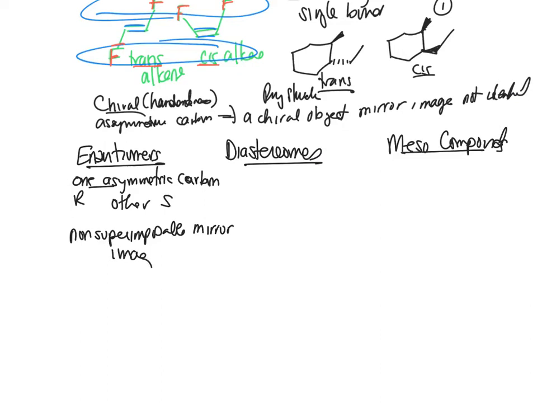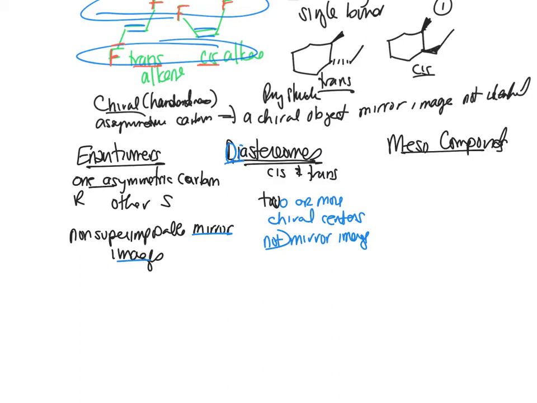For a diastereomer, which also would be cis and trans, so anytime you have cis and trans, they are also considered diastereomers. These are compounds with, what's the di mean? Okay, two or more chiral centers. And these are not mirror images. So these are mirror images. These are not mirror images.